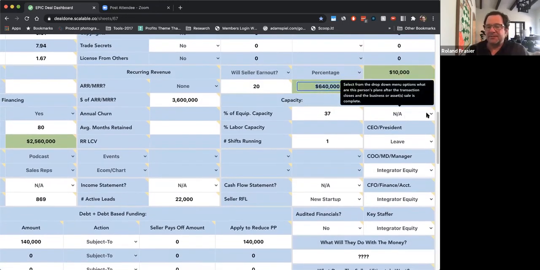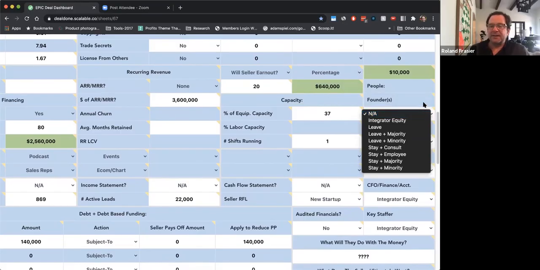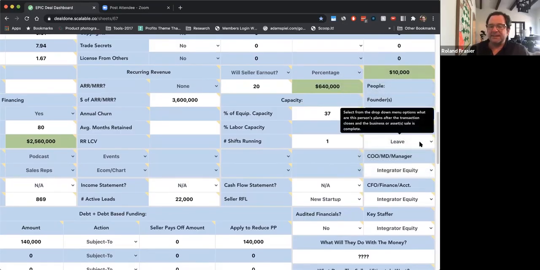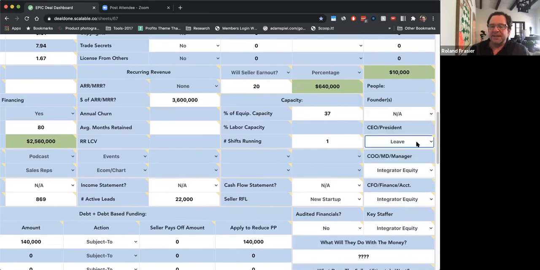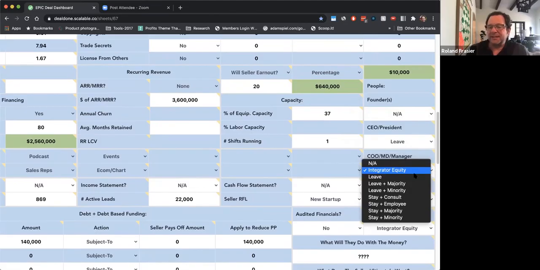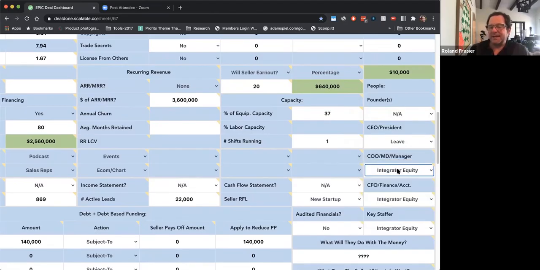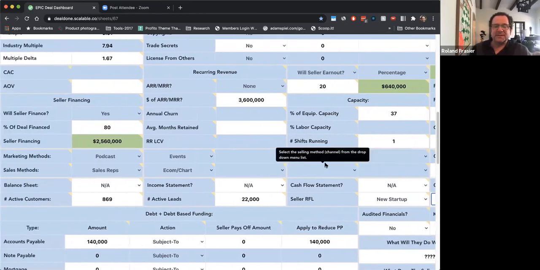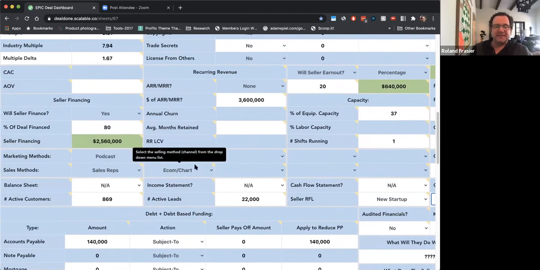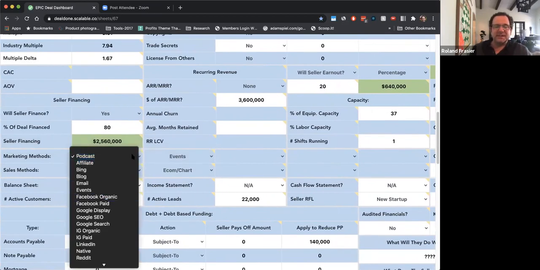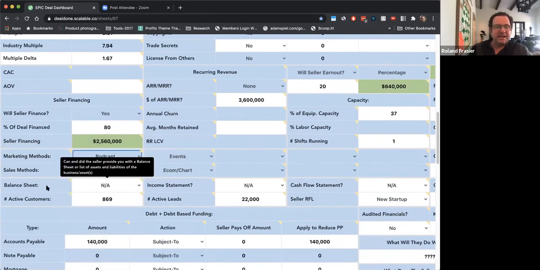As to the people, we know that the founder is gone. The CEO is leaving, so I chose leave here. But as Jeff mentioned, I would offer integrator equity. So here I'm going to have my COO, my manager, and my CFO finance person have the ability to have integrator equity. I'm going to assume I can do something with those folks. The marketing methods, I filled that in here. There are all different kinds of things you could choose, but that's not really going to affect what we're doing right now.